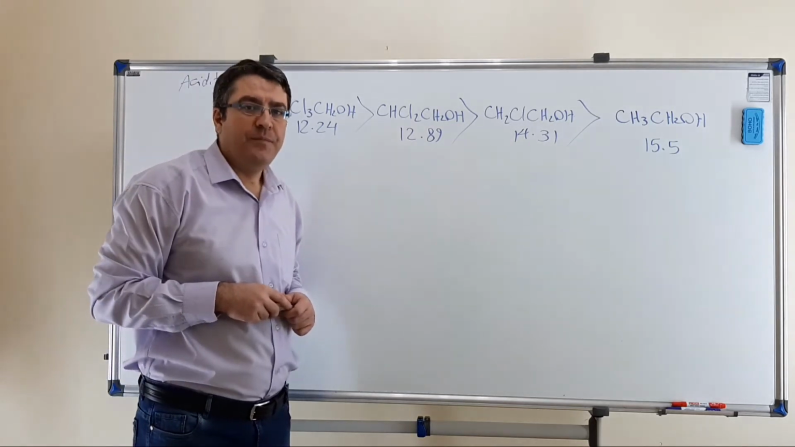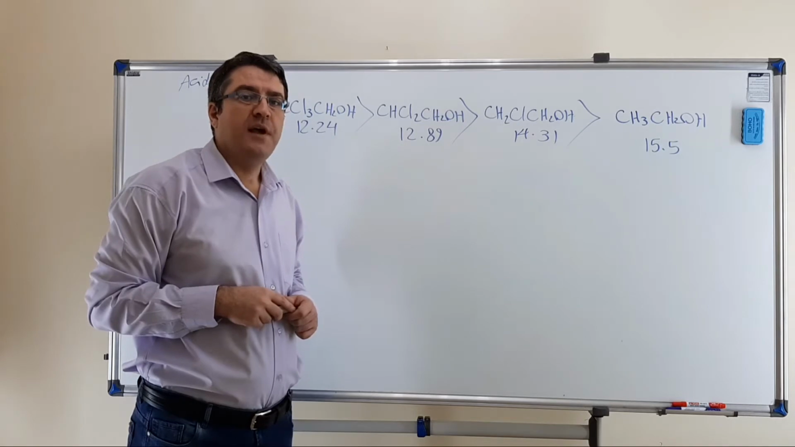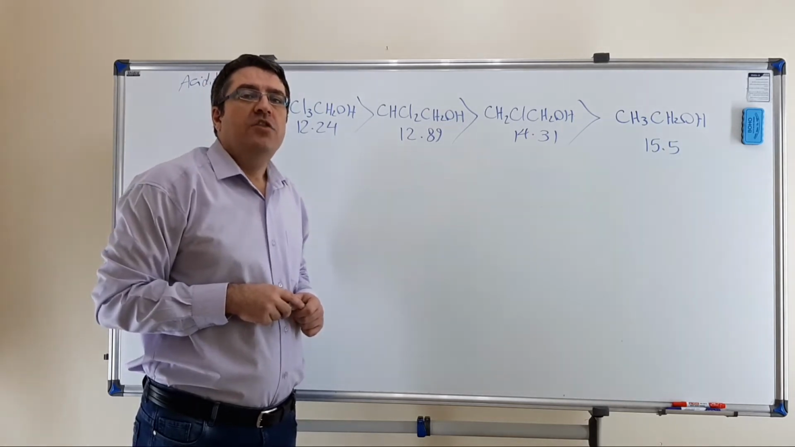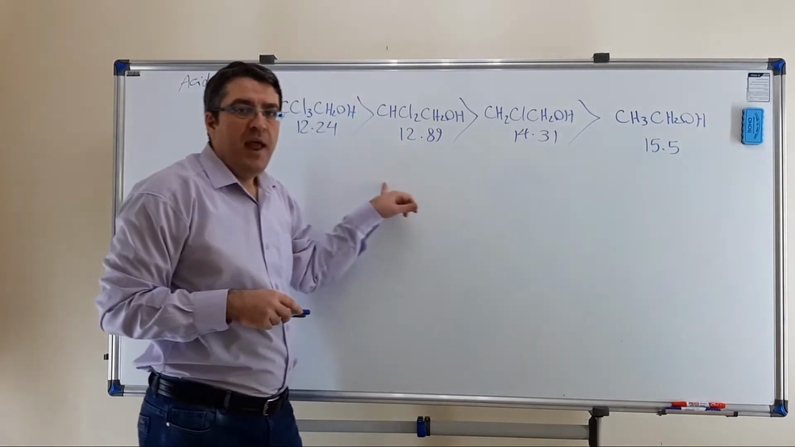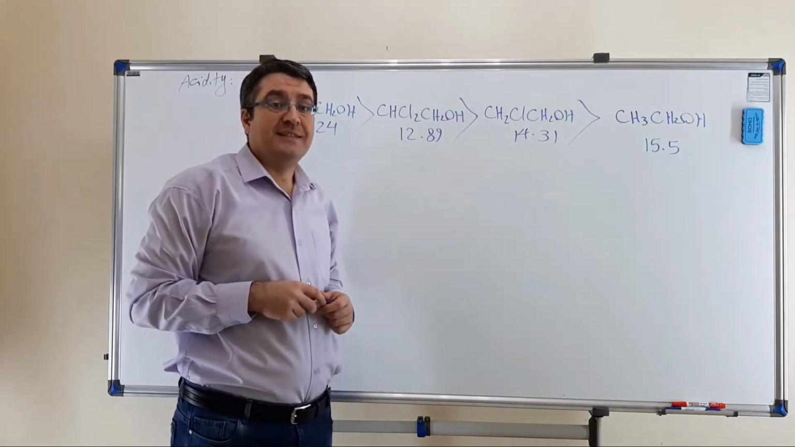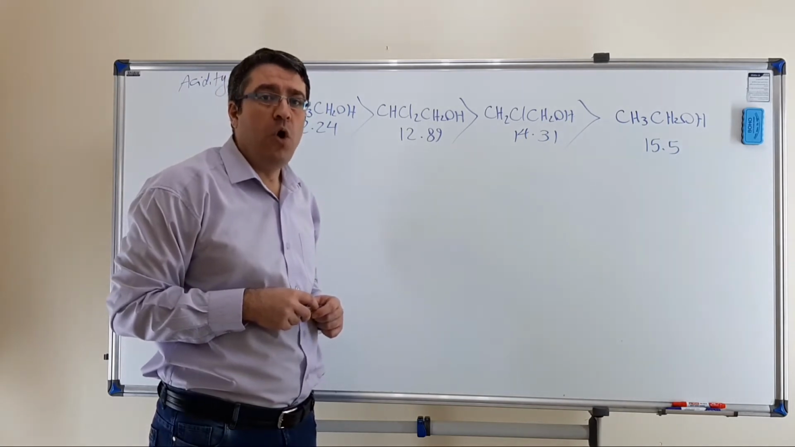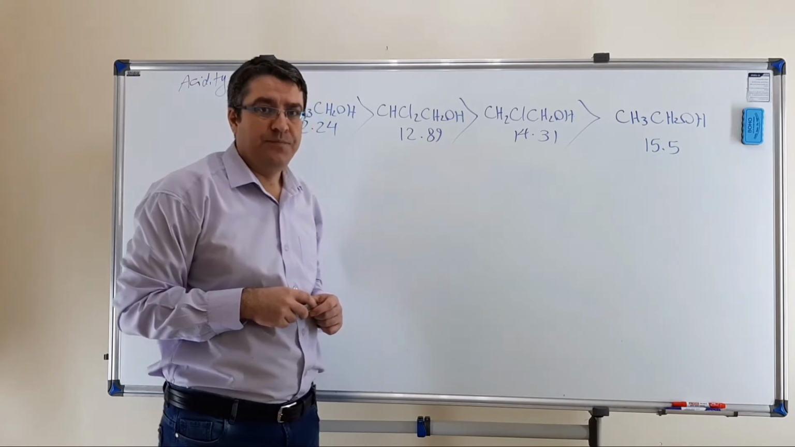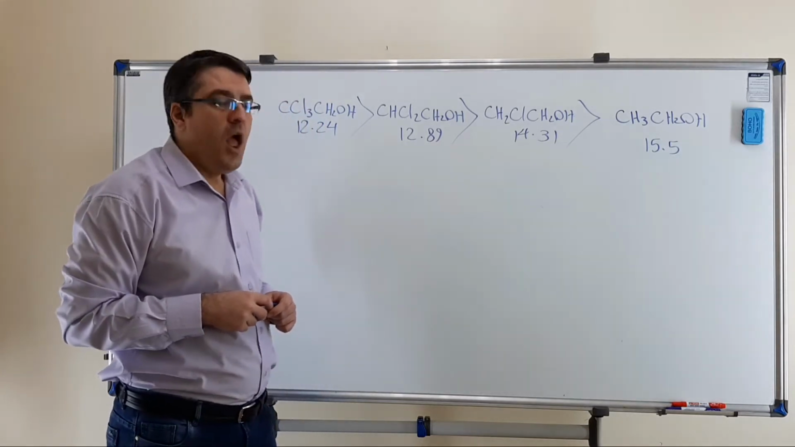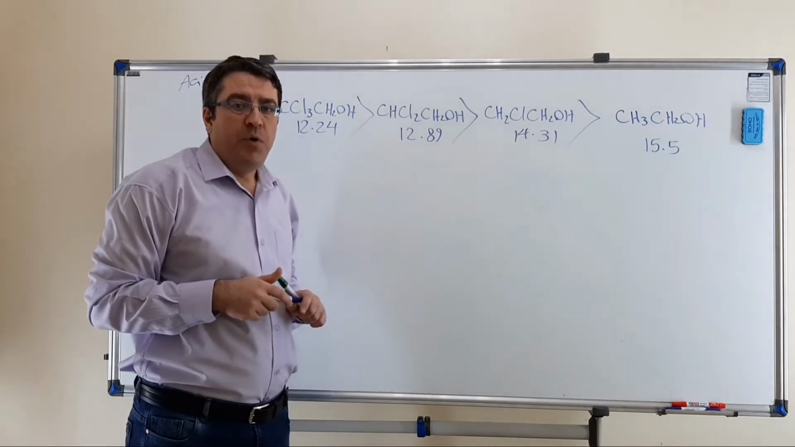In general, increase of strength of electron withdrawing groups, increase of number of electron withdrawing groups, such as here, and decrease of distance between electron withdrawing groups and the OH group, all can result in increase of acidity. However, other factors can also be important.